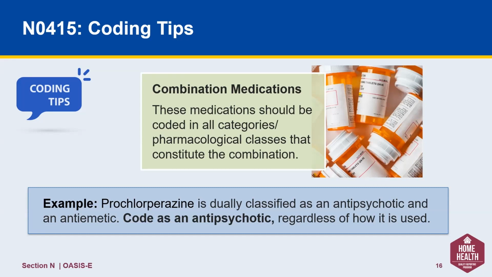Combination medications. These medications should be coded in all categories or pharmacological classes that constitute the combination. For example, prochlorperazine is dually classified as an antipsychotic and an antiemetic. Code as an antipsychotic regardless of how it is used.